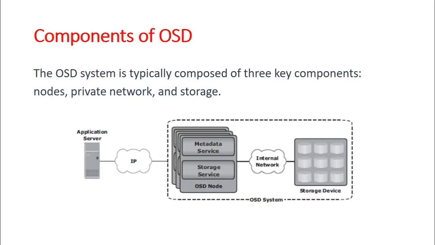Now let us try to understand what the components of OSD are. The OSD system is typically composed of three key components, as shown in the diagram: the nodes, the private network and the storage. Let us look at the functionalities of these three components in a bit more detail.